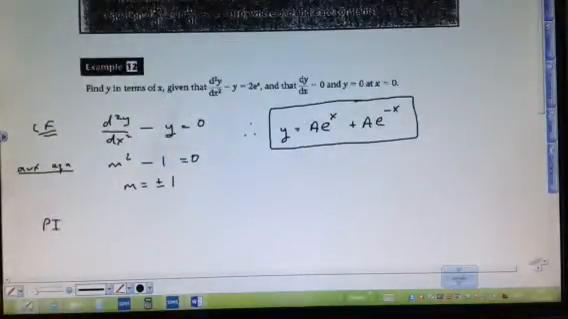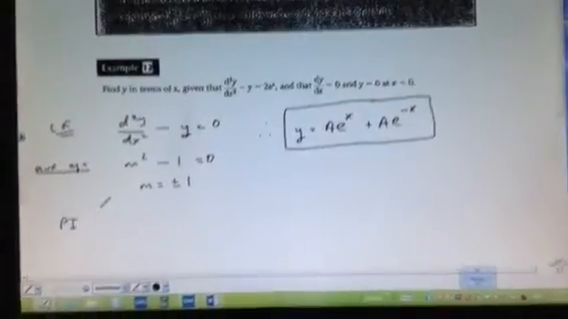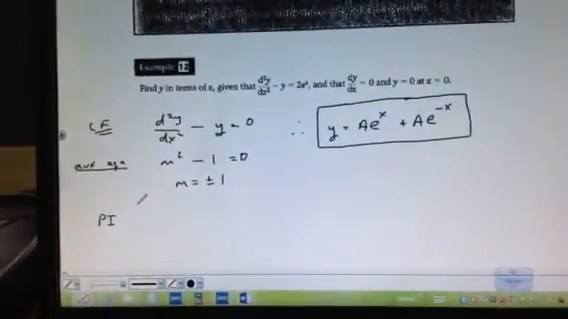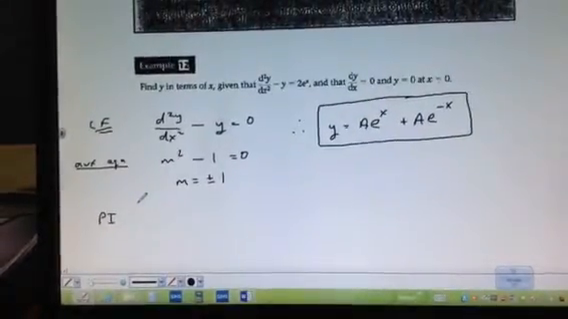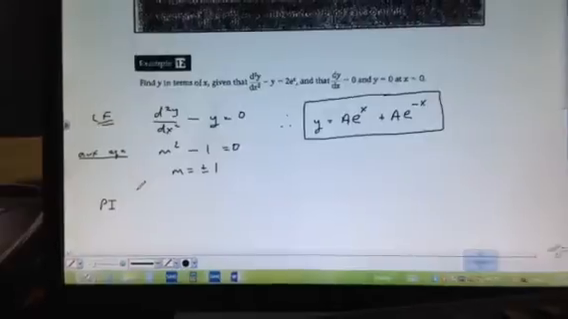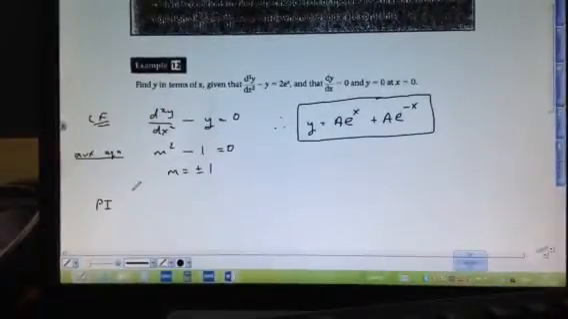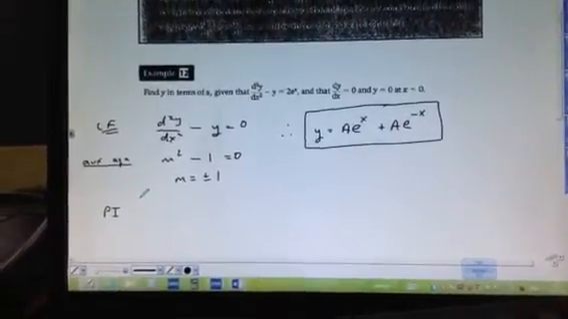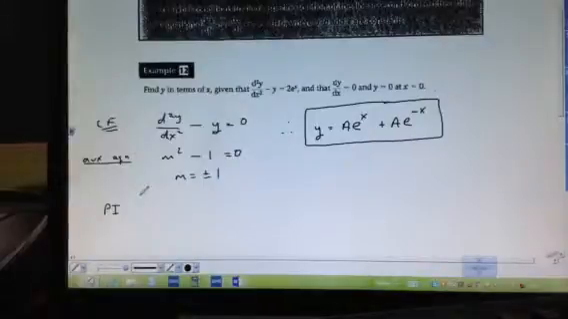Isn't it b e to the minus x? Is it what? Yeah, sorry, I'm just looking at this now. Scroll that across. Come back a bit. Back it in. Okay, yeah, that should be a b there.